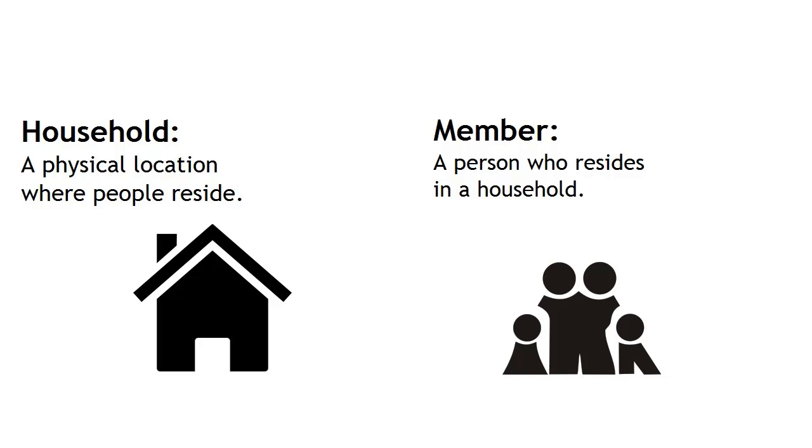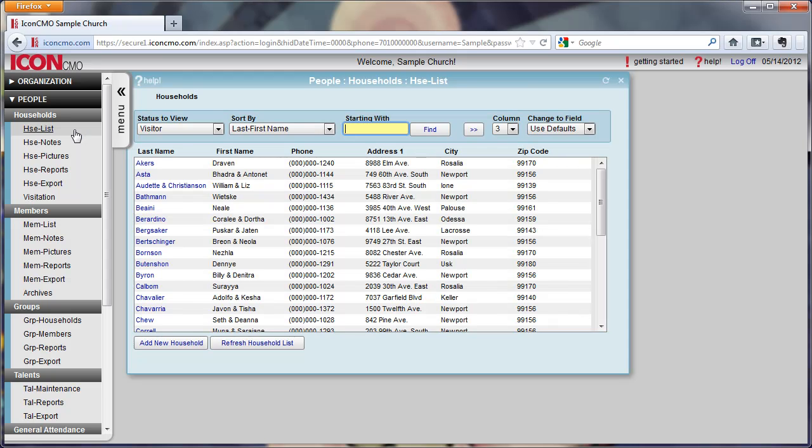A member is a person that resides at that location. Every member of a family should have their own member record in the system. Click on the Add New Household button.